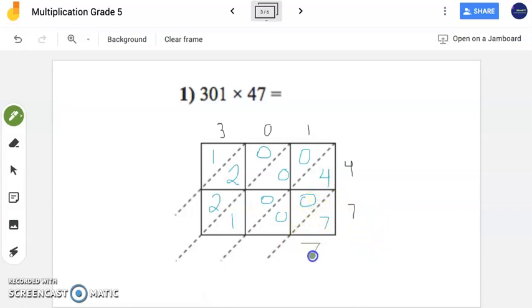So 7's going to go here. Now between these two sets of dotted lines, I see 4 plus 0 plus 0, which is 4.